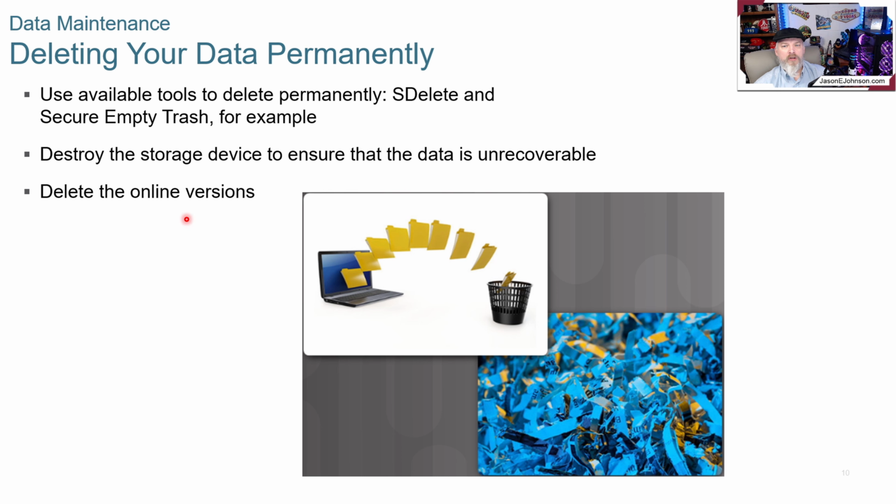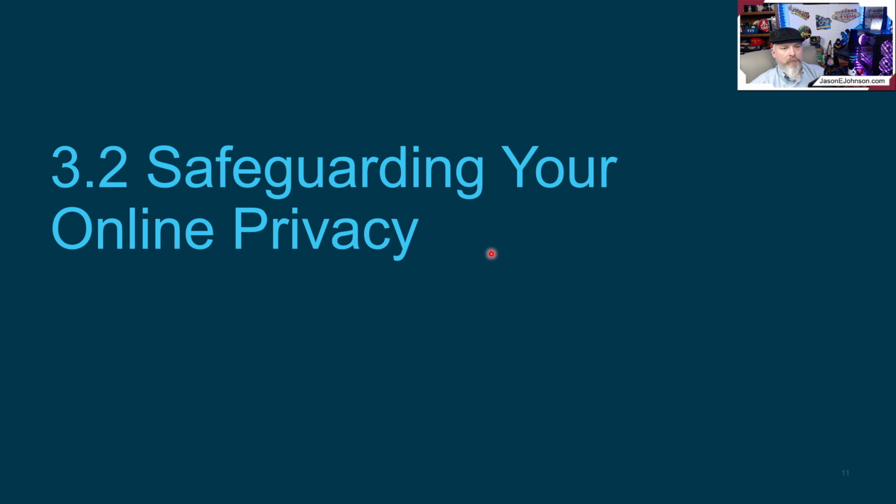And you want to delete your online versions too. What I do for online stuff is I write a copy over it first, or maybe write multiple copies over an online version before I delete it. Because if there's backup versions of that in their system, like let's say that you're using a Google Doc word processing document, you want to make sure that if there's backup copies of it, that those are deleted as well. Safeguarding your online privacy.